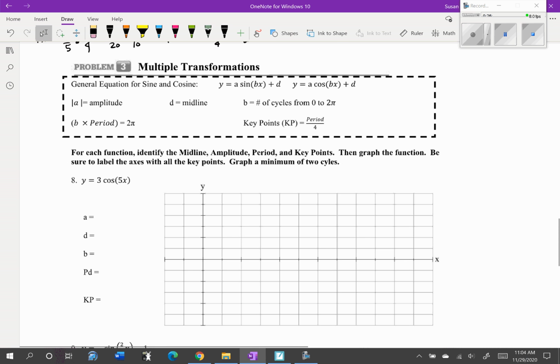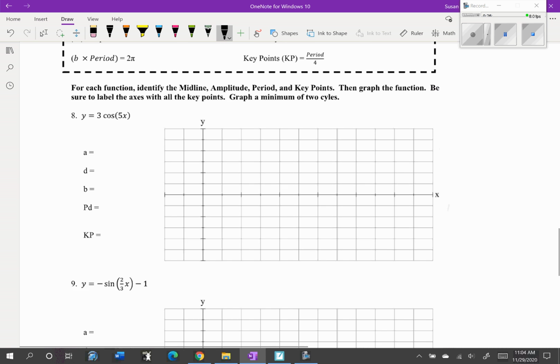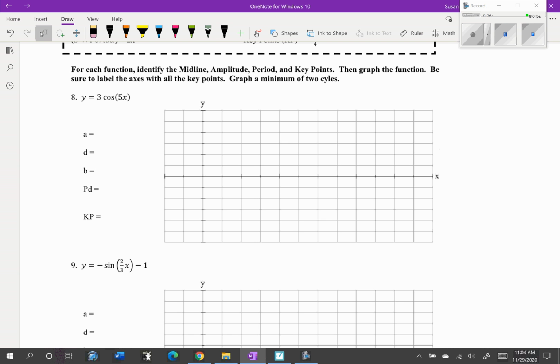So let's go ahead and look at the multiple transformations. These are our general equations again, and they tell you what each of the values do. I just have it written there again, so that you have it on this page to go ahead and graph. So let's take a look at these graphs.